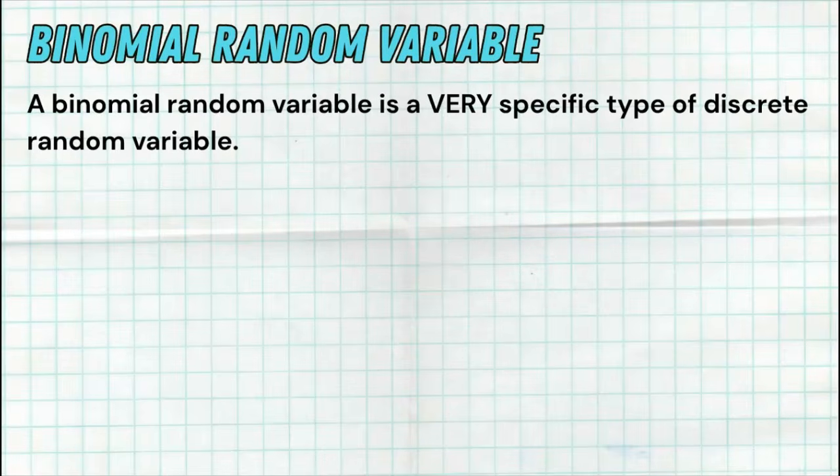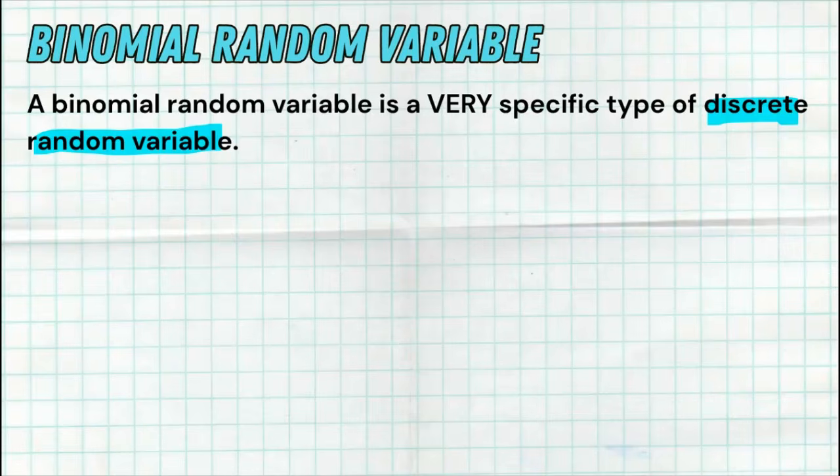So before we dive too deep into the binomial distribution, we first have to understand what a binomial random variable is. A binomial random variable is a very specific type of discrete random variable. So let's quickly remind ourselves what a discrete random variable is. A random variable is a numerical value that is the result of a random process, meaning we don't know what the outcome is, but the outcomes are listable numerical values. Discrete means listable and random variable means numerical values.